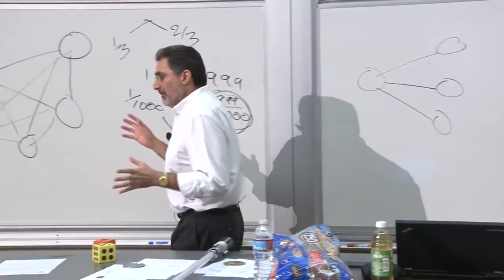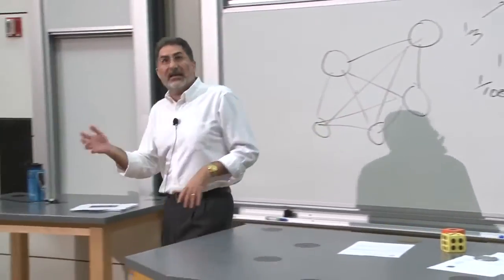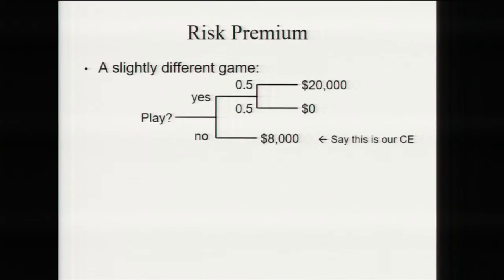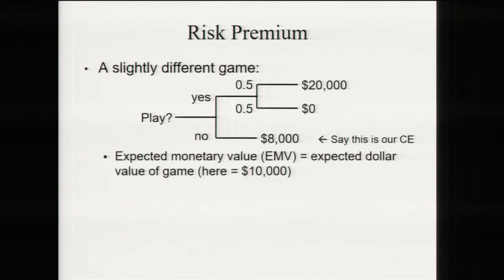So let me give you an example. Let's say we had this choice between playing a game for $20,000 or zero, flipping a fair coin, or someone could say, I will give you $80,000 guaranteed. And someone was really indifferent between those two prospects. Or sorry, $8,000. That's our certain equivalent.